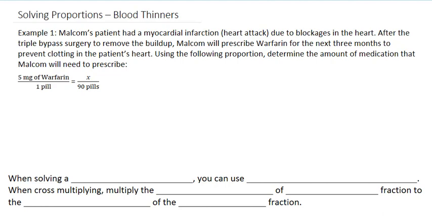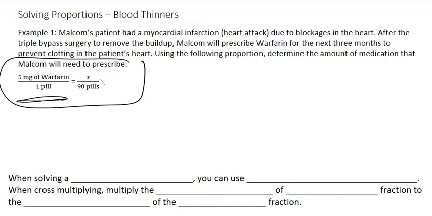So here's our proportion. So when looking at this, we can determine what it's first kind of like asking us. So the first fraction tells us how much medication of warfarin is in each pill. So right here, this one, 5 milligrams is in one pill.